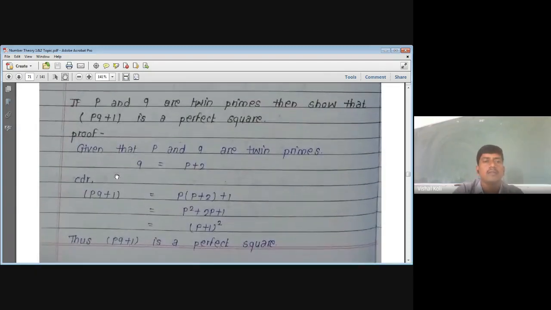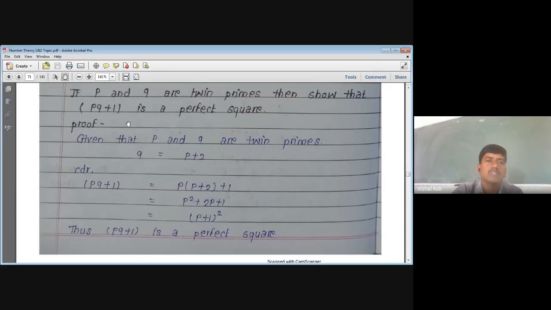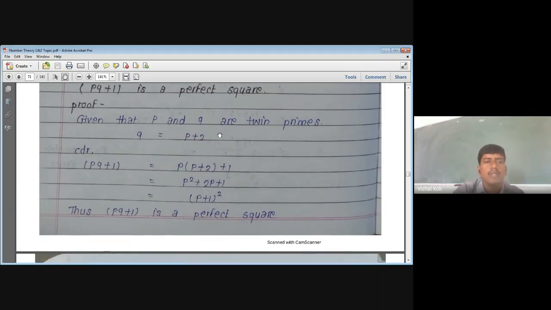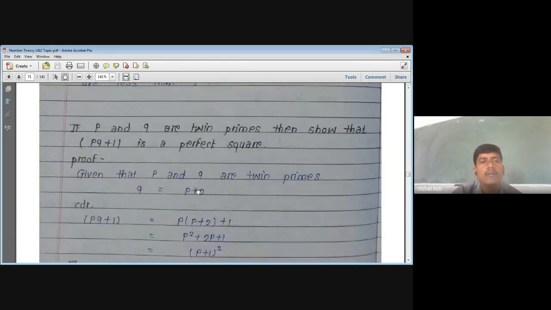Okay, let us consider, given that p and q are twin primes, then the value of q is nothing but p plus 2, which is a prime number. Now let us consider pq plus 1, which is nothing but p into q, where q is nothing but p plus 2. So p into p plus 2, plus 1, which is nothing but p square plus 2p plus 1. P square plus 2p plus 1 is nothing but p plus 1 bracket square. Therefore, pq plus 1 is a perfect square, that is, it is a square of the integer p plus 1. Therefore, if any two integers p and q are twin primes, then pq plus 1 is a perfect square.